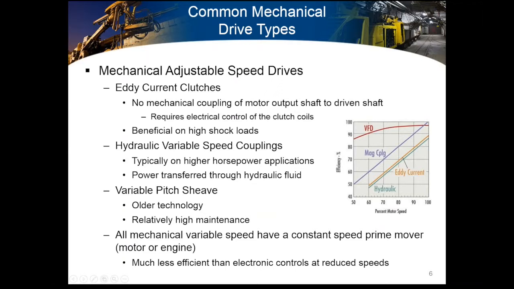Another thing to consider is that all of the mechanical variable speed we've discussed above have a constant speed prime mover, typically a motor, or it could be an engine, and they generally are much less efficient than electronic controls as the speed is reduced. If you draw your attention to the chart on the right-hand side, you can see that a variable frequency drive operates from 85 to high 90% efficiencies across a range of 50% speed to 100% speed, and comparing that to varieties of other mechanical types of speed controls and the lower efficiencies that you see with those as speed drops.